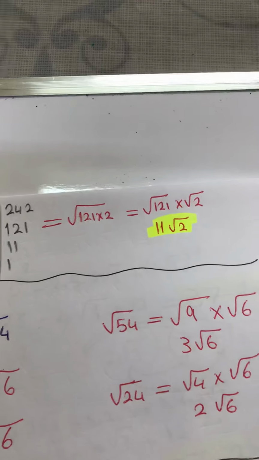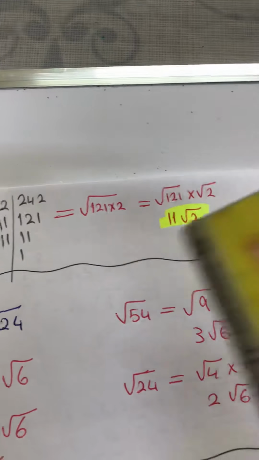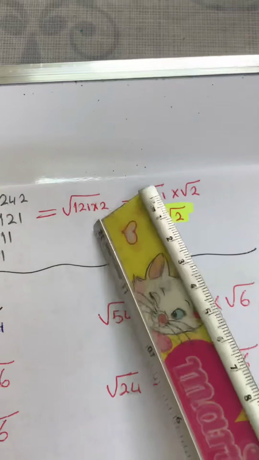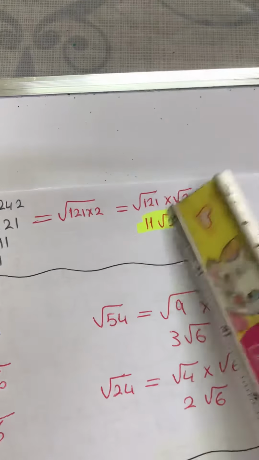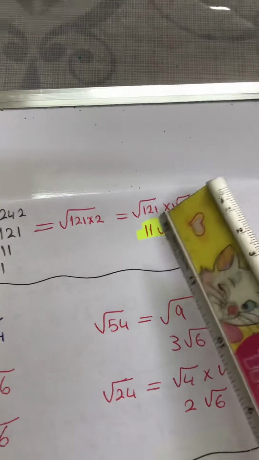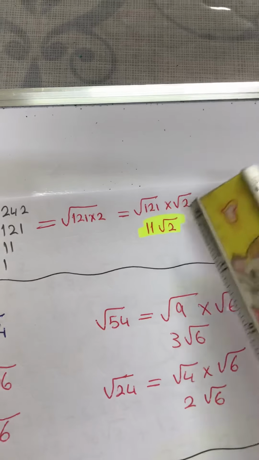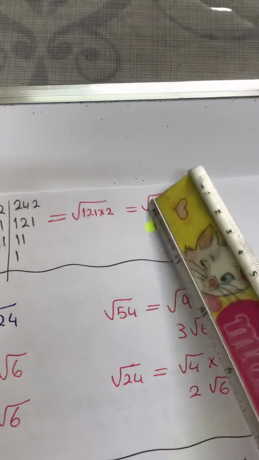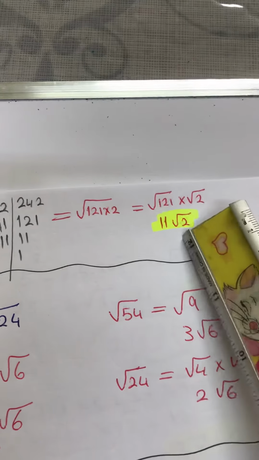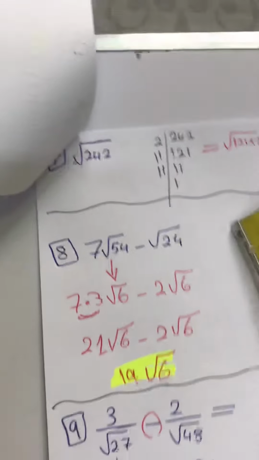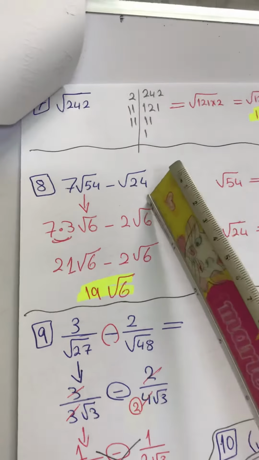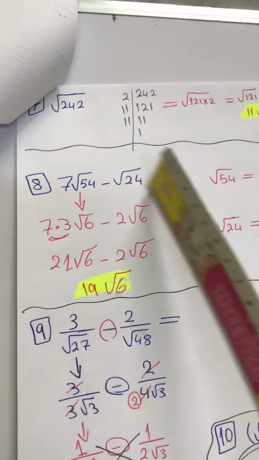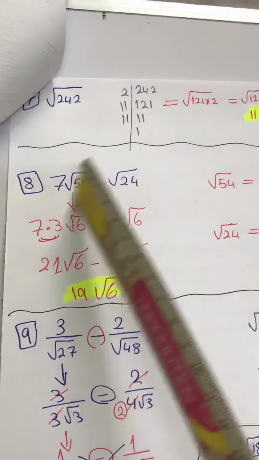Okay, so easily I change 242 into 121 multiplied by 2. I make them into separate square roots. So here square root of 121 times the square root of 2. The answer here is 11 and here still square root of 2. Okay, in question number 8, it's subtraction, but it is not allowed to me to subtract different square roots.